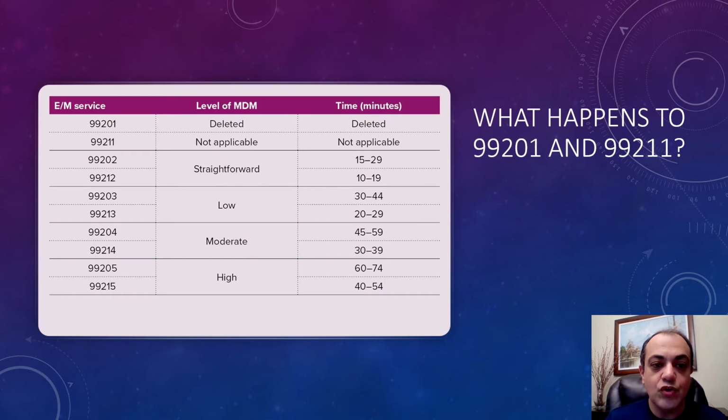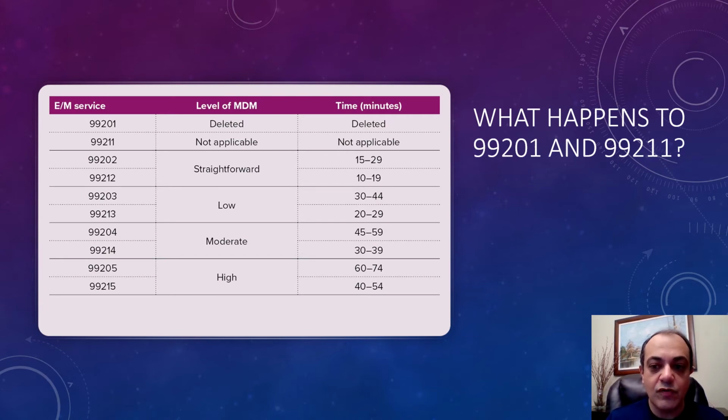So 99201 is no longer in existence. It's not going to be used anymore, which is a new patient level 1. The reason that it's not going to be in existence, which we understood when the final rule came out by CMS, is that the requirements basically for it would be exactly the same requirements as for 99202. So you really can't distinguish it from 99202 and therefore it should be eliminated.